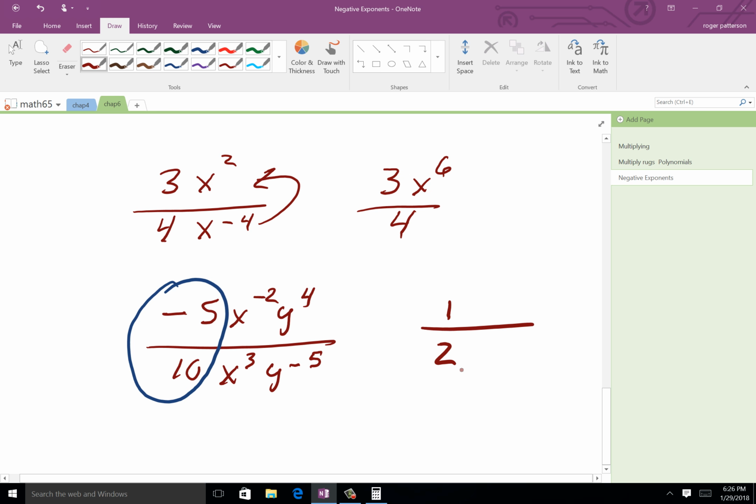What's going to happen to that x to the -2? Where is it going to go? Down. It's going to go down, right? So how many x's are we going to have on the bottom? 5. Good job. And then what about that y to the -5th? Where is it going to go? It's going to go up to the top. And how many do we have? We have 9 up there. And then that's done.